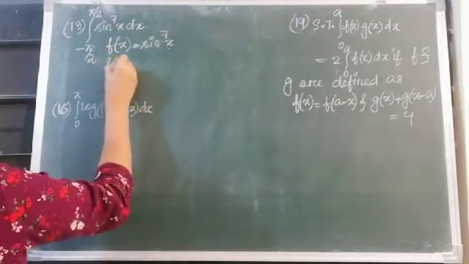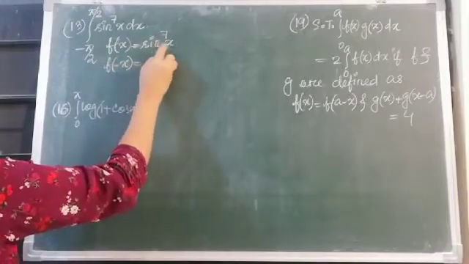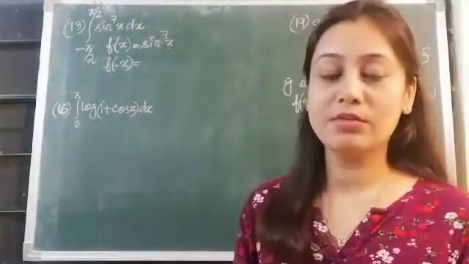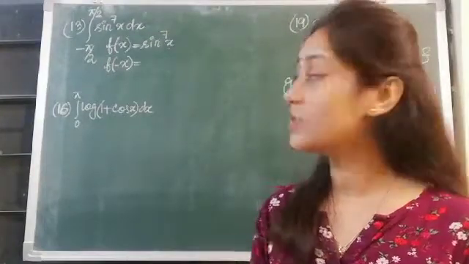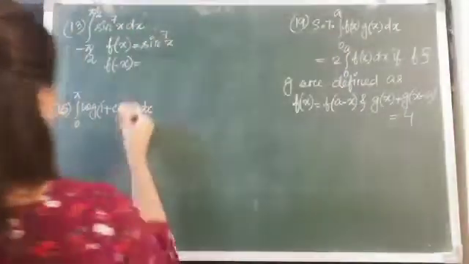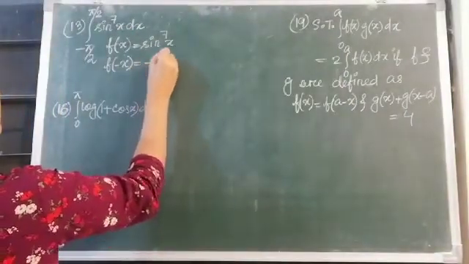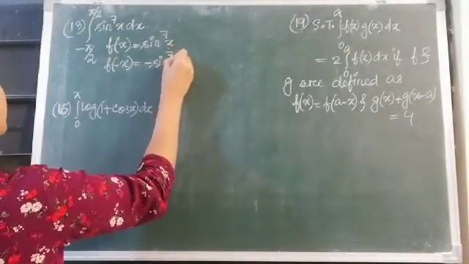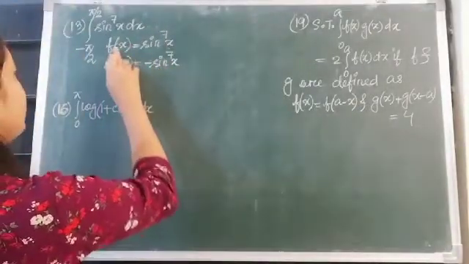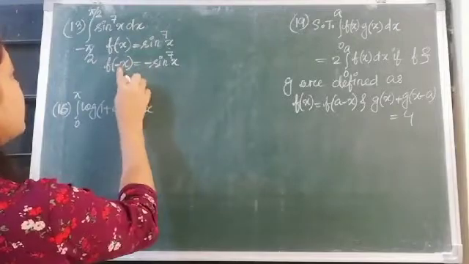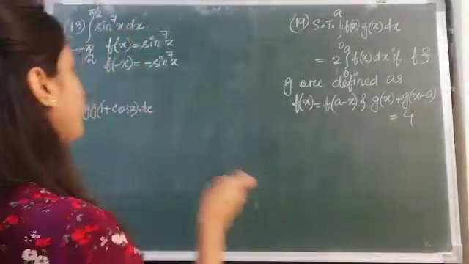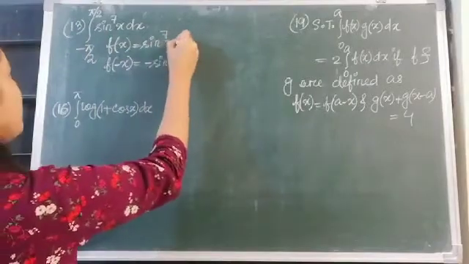So f of minus x will be equal to how much? Sine of minus x whole to the power 7. Sine of minus x is equal to minus sine x, but since you are getting an odd power, what will you get as the answer? You will get minus sine to the power 7x. Right students? And this is equal to how much? F of minus x. So f of minus x and f of x, are you getting them to be equal? No.